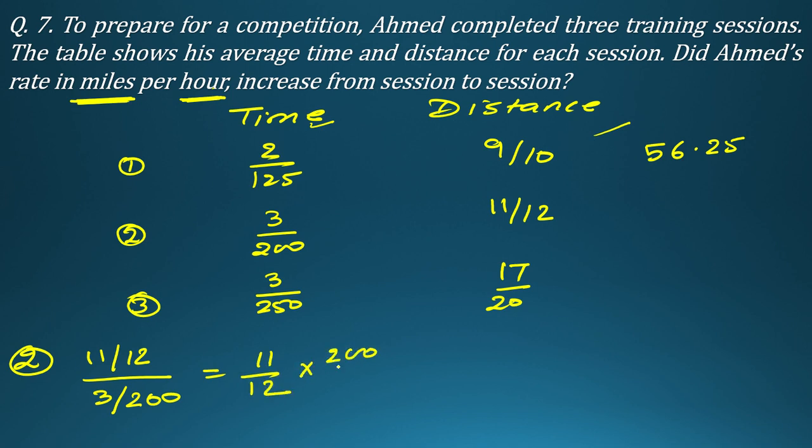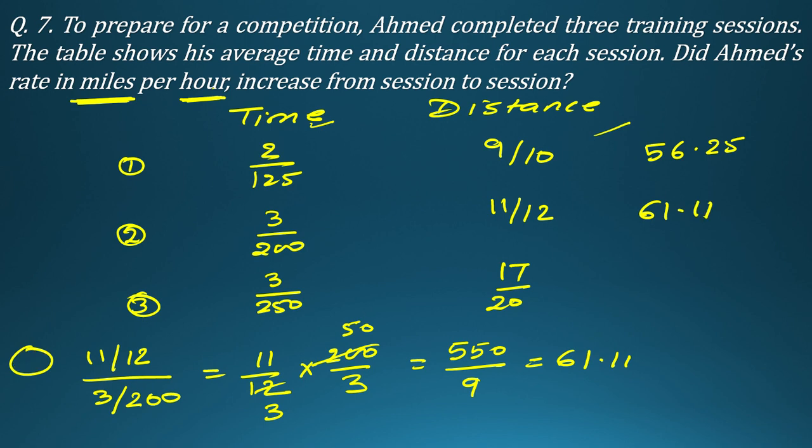So 200 over 3. Now I don't think that 200 will be divided by 12, so better we divide by 2, or we can divide by 4 also. 4 5s are 20, 0, and then 4 3s are 12. It is just a calculation. 11 5s are 55, 0, and then divided by 9. So 9 6s are 54, then 1 remainder, then 10, 9 1s are 9, then 1, 9 1s are 9. So it will continue. So 61.11. So in the second session, it is increased.